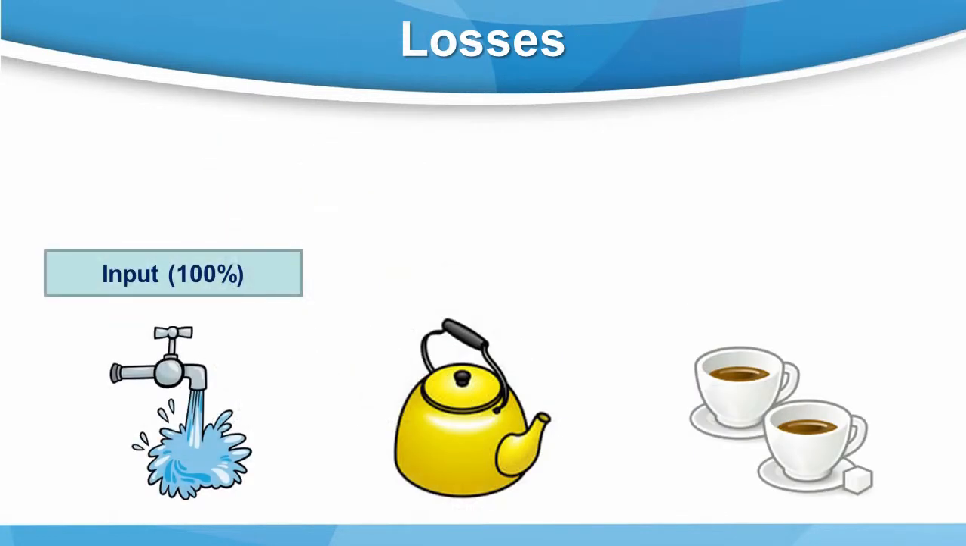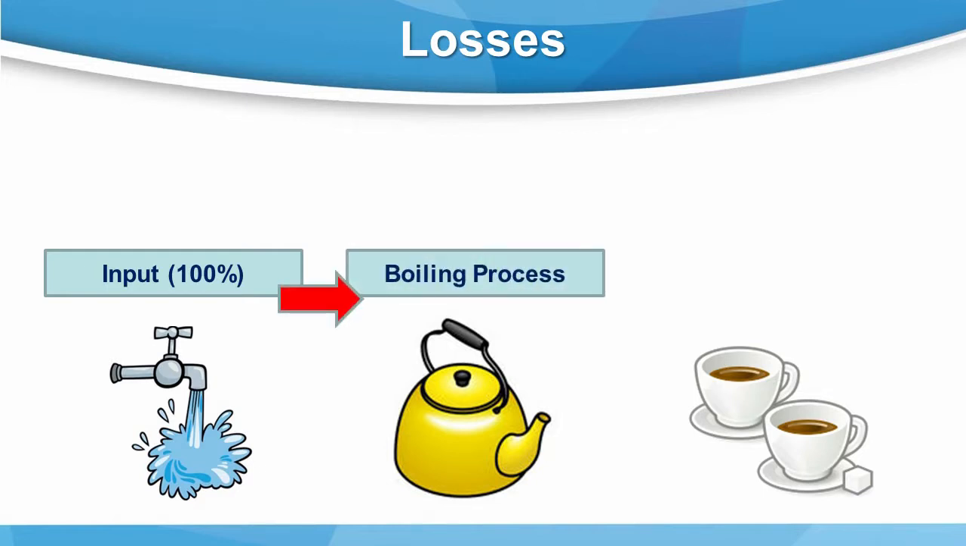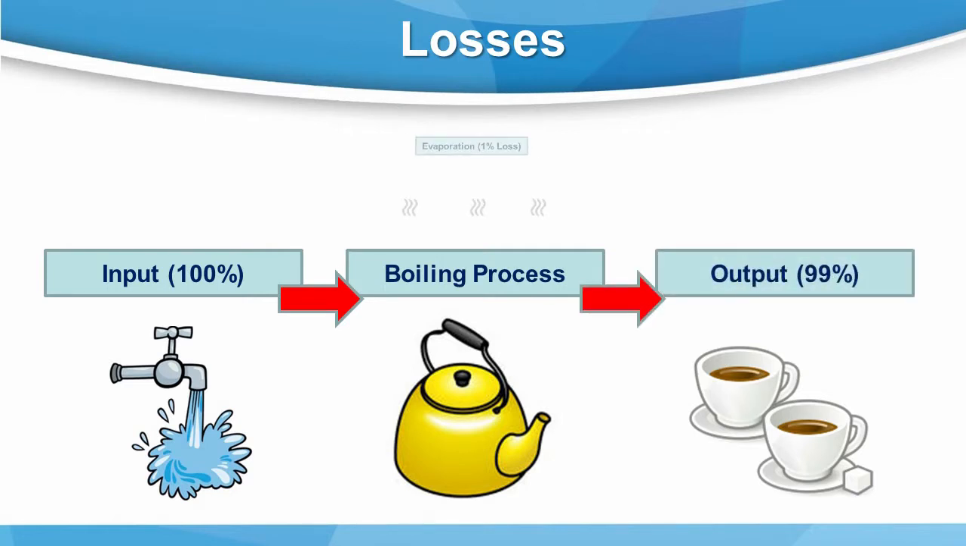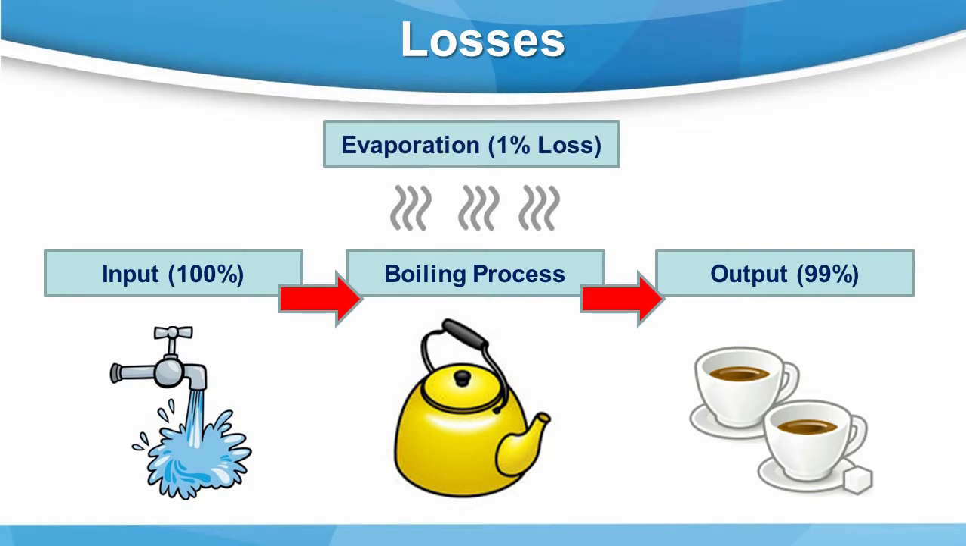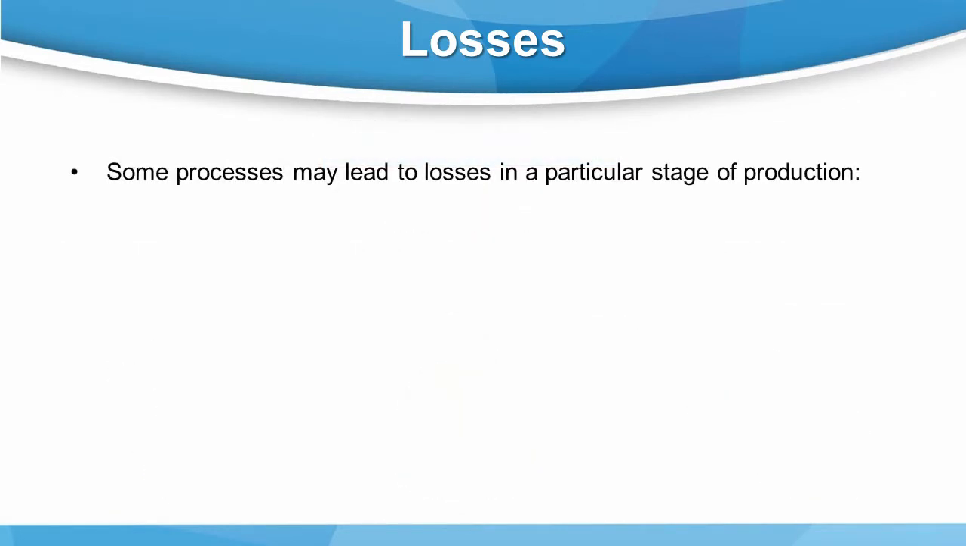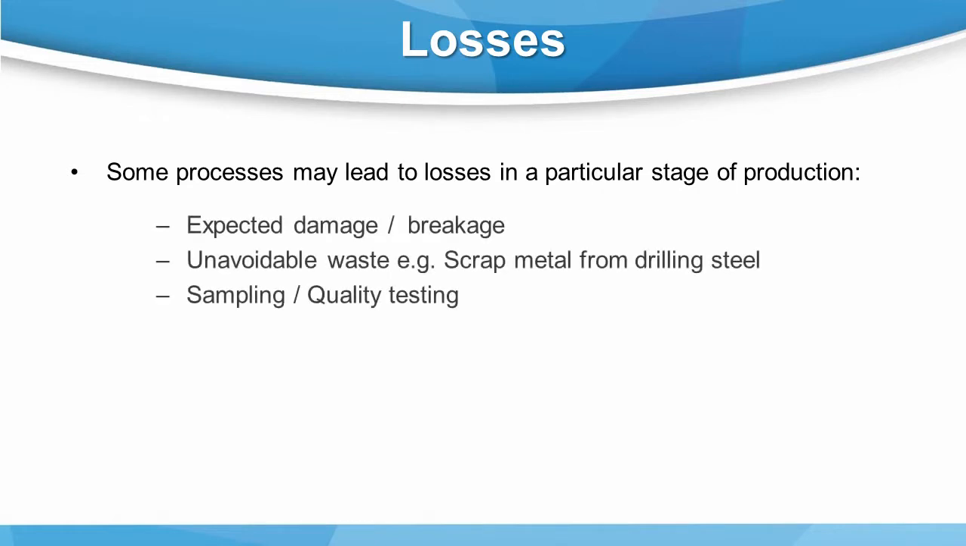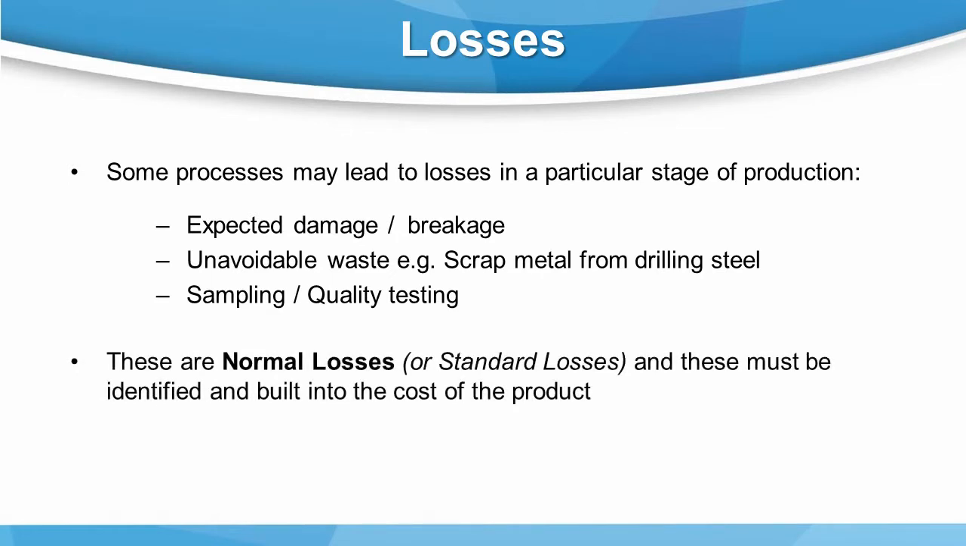Some losses are inevitable and the result of a particular production process. Imagine the process of making a cup of tea. You put a quantity of cold water into a kettle and boil it, but you don't get the same quantity of boiling water out. This is because some of it will have evaporated. Similarly, in a production process, material could be damaged or there could be unavoidable waste such as scrap metal from drilling steel. Sometimes units will be removed for quality testing along the process as well. These losses are totally expected, they're unavoidable, and they're called normal losses, and we'll need to include these in the cost of the product.